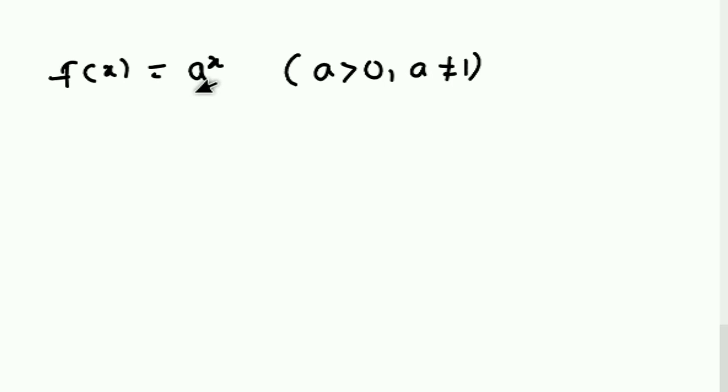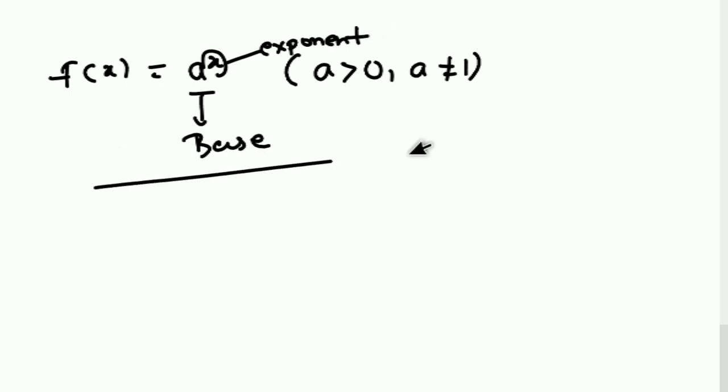So we have the exponential function f(x) = a^x, where a should be greater than 0 and it should not be equal to 1. This a is your base and this x is the power of this base, or you can say it is the exponent of your base. So this is our exponential function.